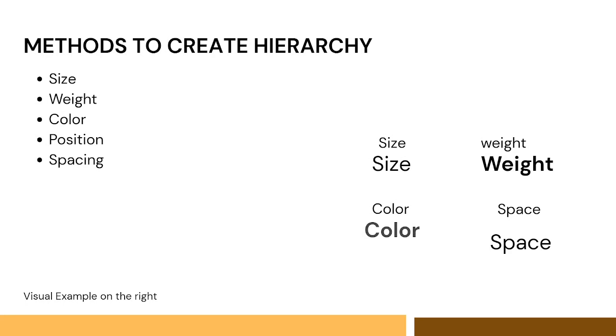So, yeah, it says methods to create hierarchy. The first one is size. We can create hierarchy through size. Second, through weight, color, position, and spacing. And there's a visual.